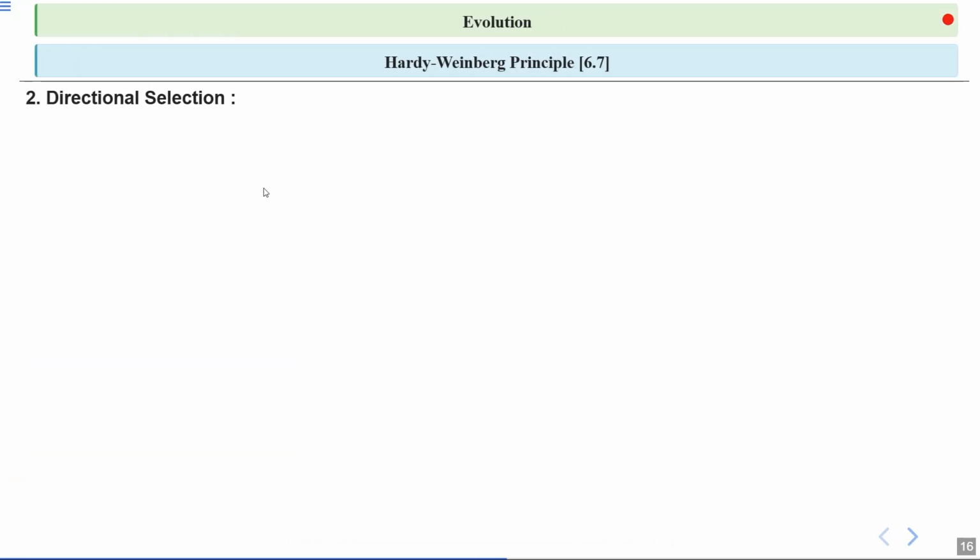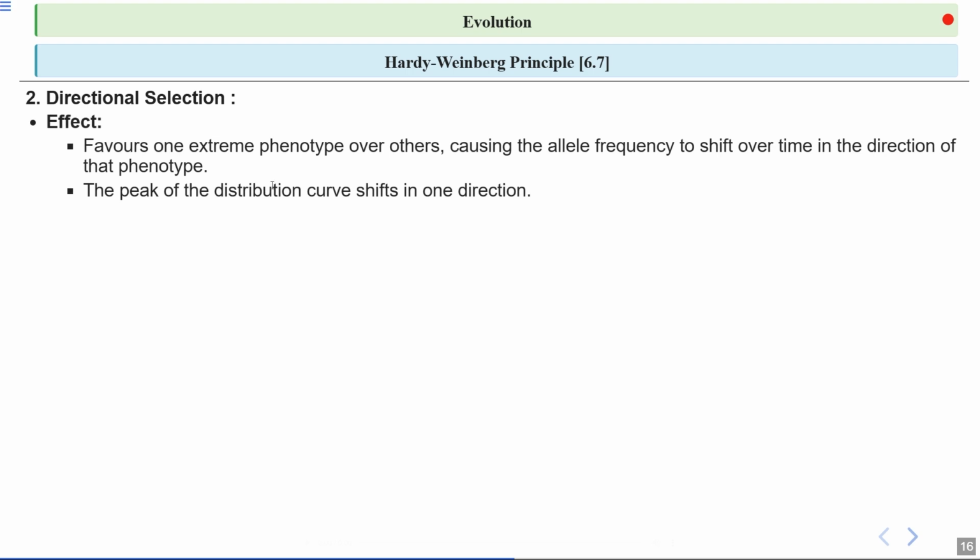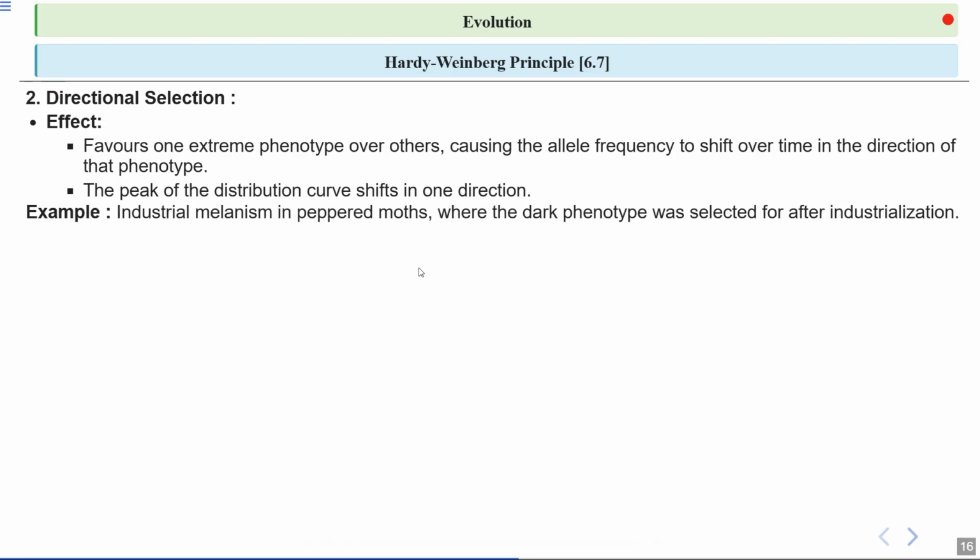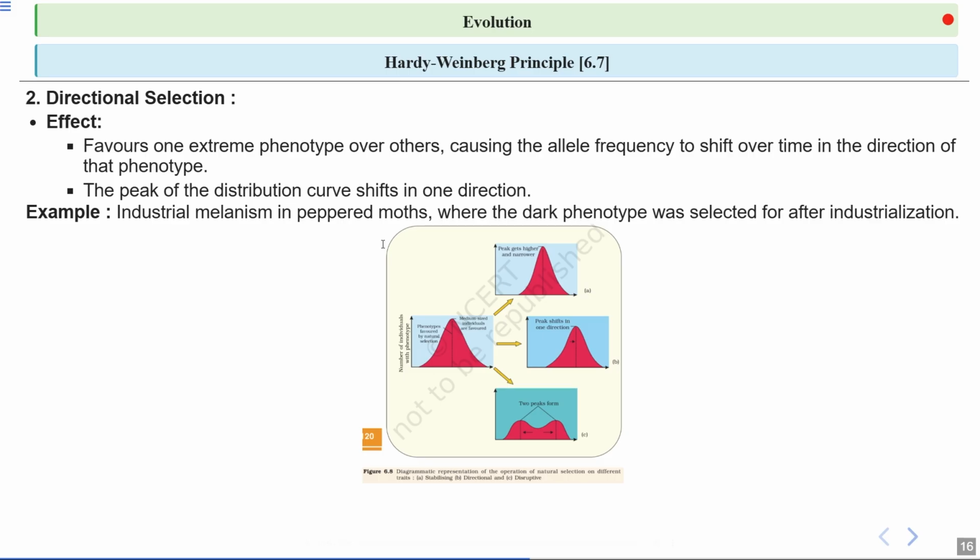Next one is directional selection. In directional selection, one extreme phenotype is favored over the others, and this causes the allele frequency to shift over time in one direction. Now the peak of the distribution curve shifts in one direction. Here, the example is industrial melanism in peppered moth, where the dark phenotype was selected after the industrialization.